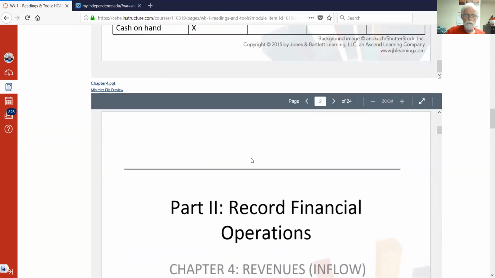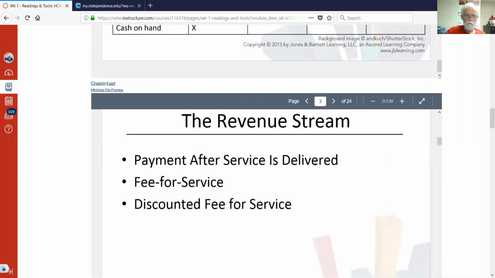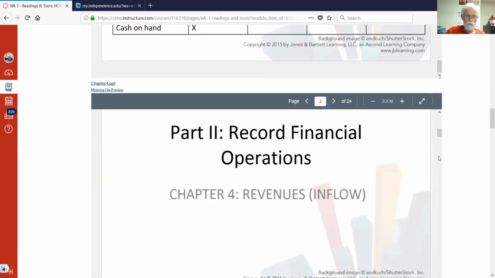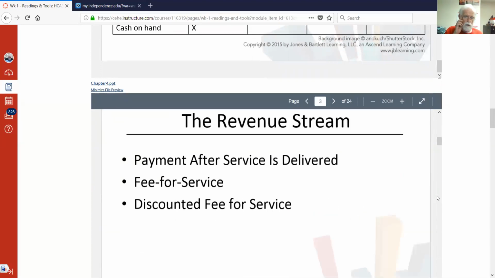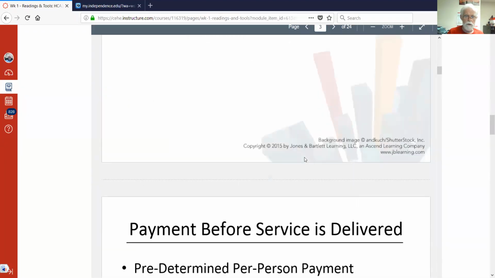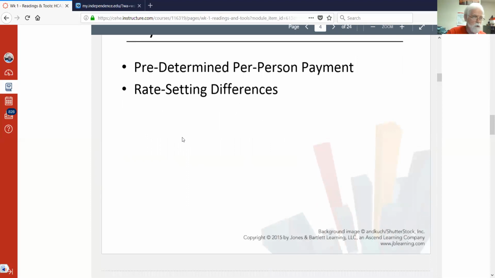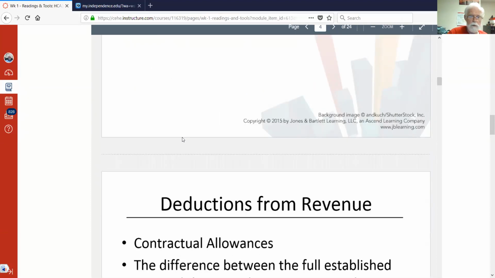So let's look at this chapter, which is for revenues. Revenues are anything that comes in that generates money. Services, fee for service, discounted fee for service, and any prepayment before service is delivered. A lot of times in medical facilities, there's no prepayment for that, although if you're an insurance company, that might be different.